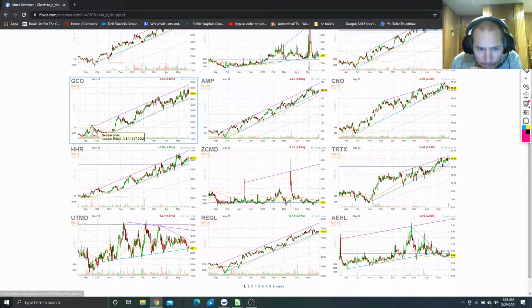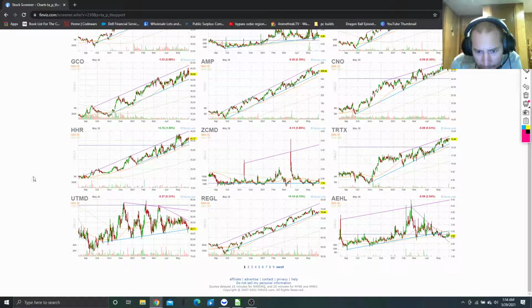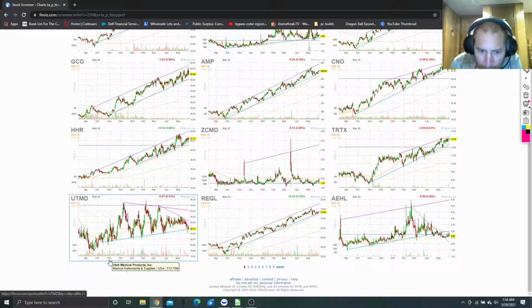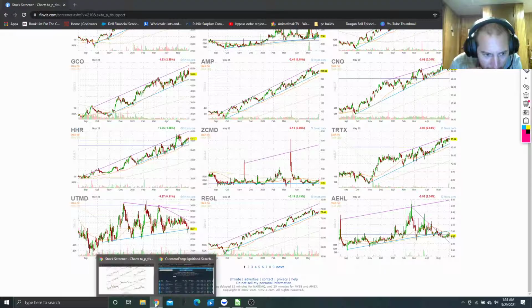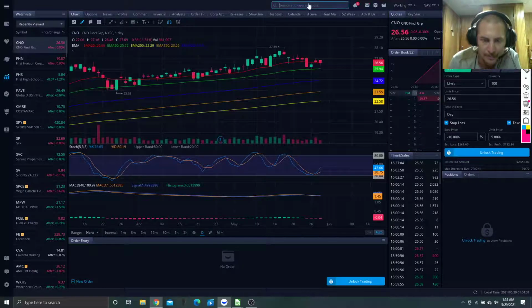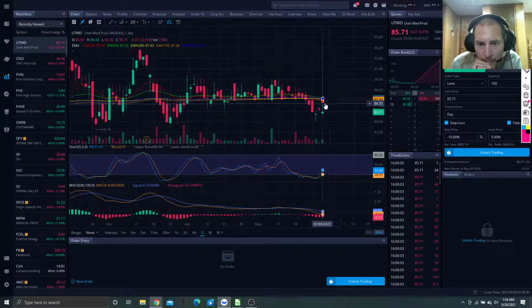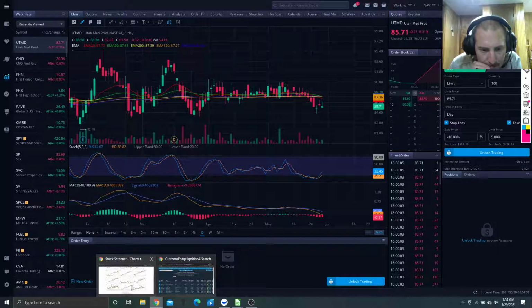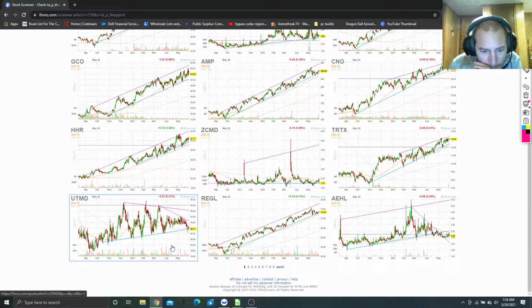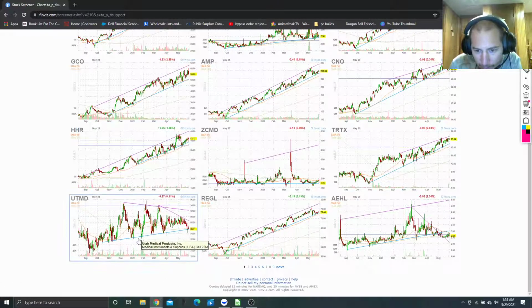Remember, we're looking only for really good setups, and sometimes there's not going to be any, and that's fine. You just don't trade that day. UTMD looks decent, but I can just tell from looking at it that the MACD would possibly be bearish, and even maybe possibly the moving averages, but we'll look at it just for... Yeah, that's right. See, that price is very jumbled.